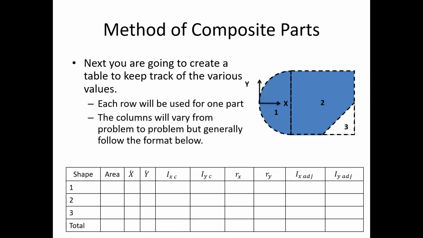Each of the columns is going to vary from problem to problem, but they're generally going to follow the same format. We're going to need to know the area of each shape. We're generally going to need to know the x and y coordinates of the centroid of each shape. We're going to need to know IXC and IYC. These are going to be the values that I look up in the tables. These are going to be my adjustment distances with the parallel axis theorem, and these are my adjusted moments of inertia after adding the plus AR squared values from this piece here. Filling out this table is the biggest piece of work that we're going to be doing in using the method of composite parts. Filling out the table is kind of the problem itself.